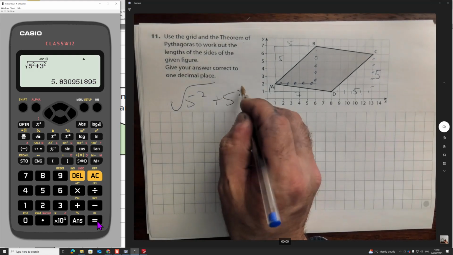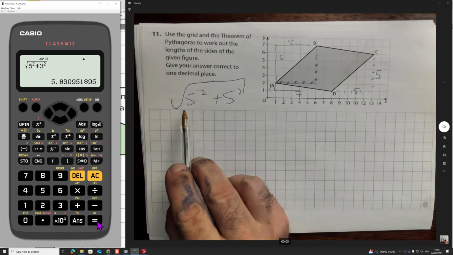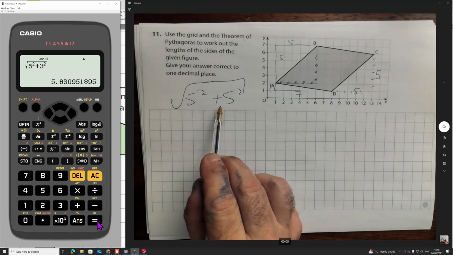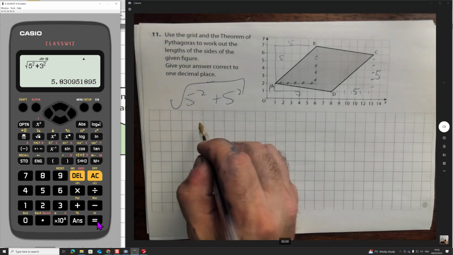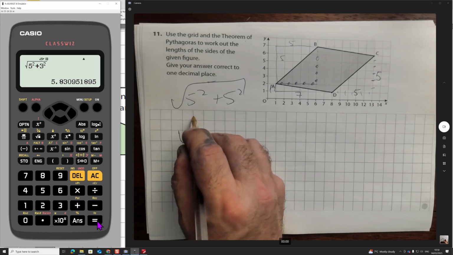I want to show you a trick. I want to show you something here now. Okay, so you have 5 squared and 5 squared, and it's double 5 squared.